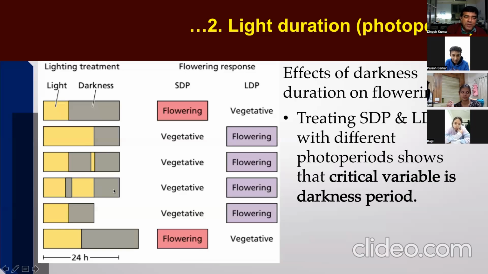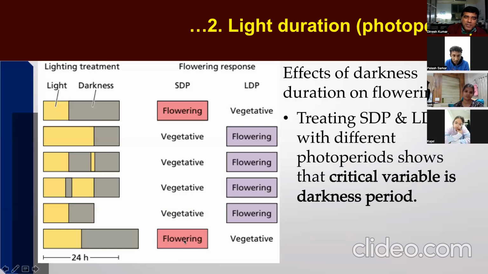Then another case, you can see the darkness period is like this. In between, you have given more light than the previous case. So they mind it, this SDP will not flower. But LDP, no problem, I will flower. You give me as small a period of darkness as possible. See the another case, no flowering and flowering happens. So it is easy to explain.